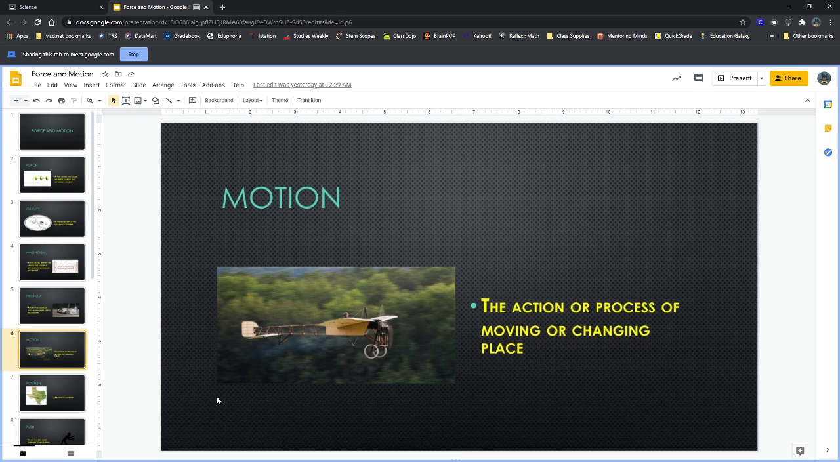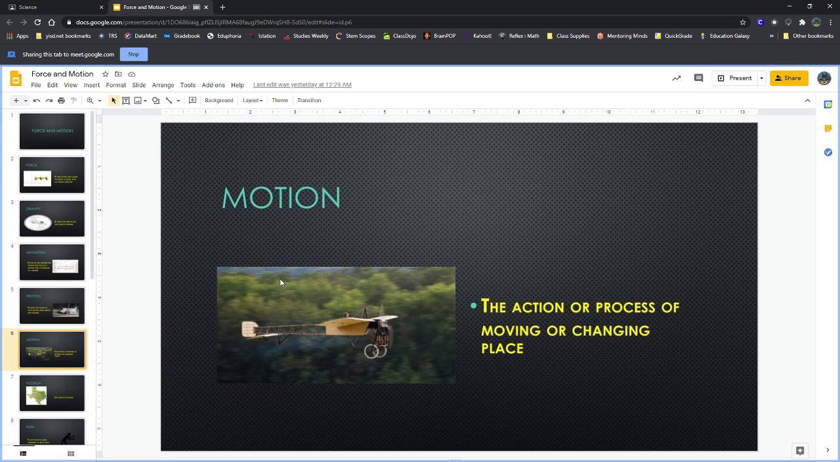Okay, our next word is motion. So motion is just when something moves from one place to another. Moving from one place to another is called motion. In this picture, we have a plane that's flying from one place to another place. Now, this isn't the kind of plane that a bunch of people would buy tickets for and go and get on to go visit their families or anything like that. This is just a plane that's big enough for one person.